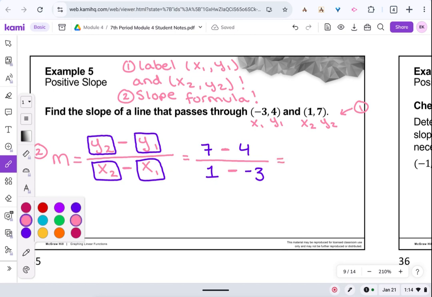Okay, so 7 minus 4 is 3. 1 minus negative 3, if I put that in my calculator, it gets me 4. At this step, you need to plug this into your calculator and see if you can simplify. I'm going to put a question mark here because sometimes you can and sometimes you can't. We want to keep it as a fraction. So if I type 3/4 into my calculator, it ends up spitting out the number 3/4. So this is my final answer.